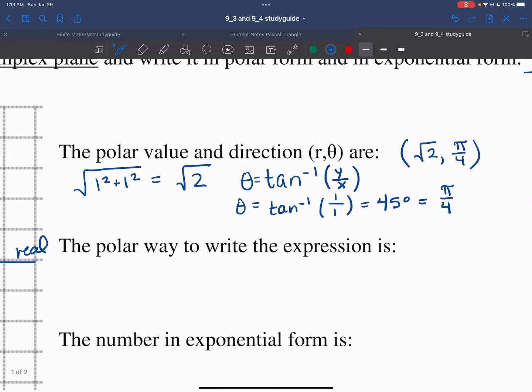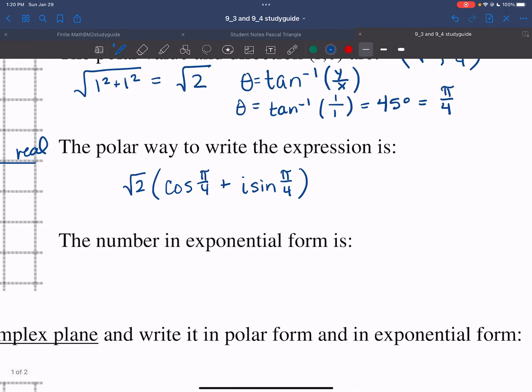Now here it says the polar way to write the expression. Remember, that is your value, which is square root of 2, times the cosine of the angle, which would be pi over 4, plus i times the sine of pi over 4. So that's the format I'm using for that one. And then the number in exponential form is going to be r e^(iθ). So that's going to be square root of 2 e^(iπ/4).